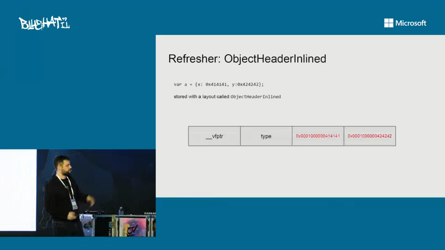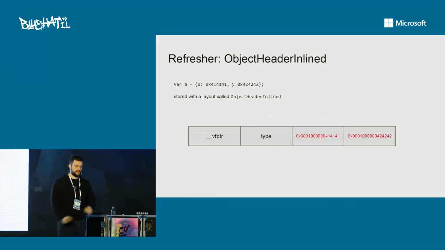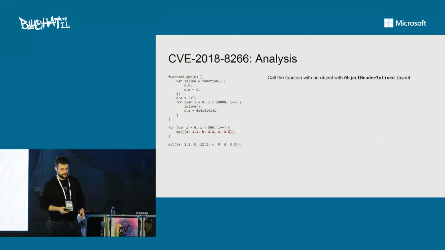So just a quick refresher, that's one of the slides that we saw right at the beginning. They have this layout that's called object header inline, where basically the property values are stored directly inside the object itself. And we'll need that because the bug is actually related to that.